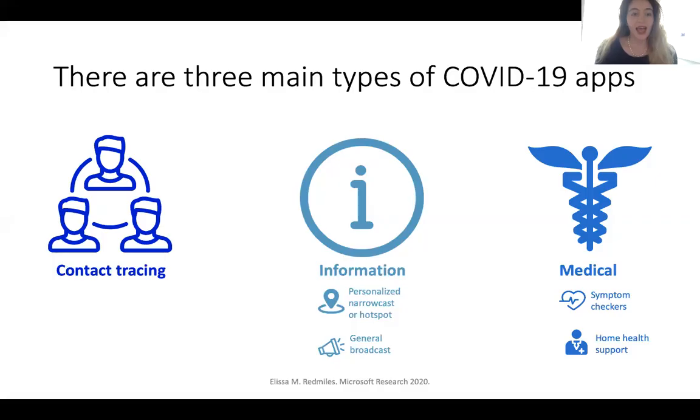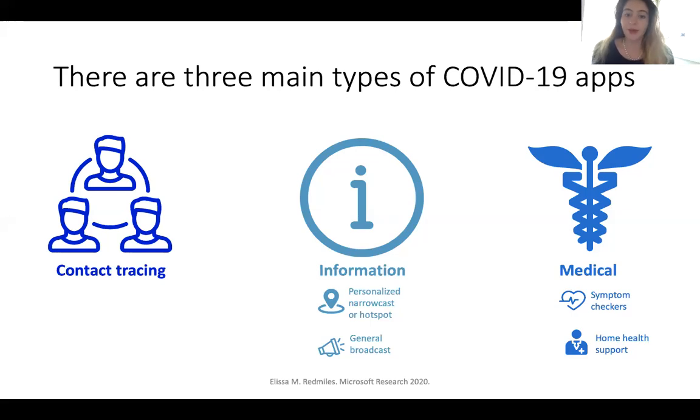So as most of us who are attending this know, there are many possible kinds of COVID-19 apps that have been proposed, but there are three main types that have primarily been implemented. The first is, of course, contact tracing, which is the subject of this symposium, specifically the Google Apple enabled contact tracing. There are also apps that are information-based.